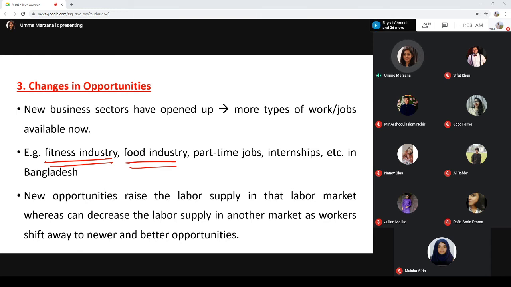Think about part-time jobs and internships. 15, 20, 30 years ago, you couldn't easily see people doing part-time jobs. Now you can see it very easily. All of those people you see working in hotels, in supermarkets, they are most of the time students who are doing part-time jobs. Because there has been an opportunity created in those industries. Internship, lots of foreign firms have set up in Bangladesh, creating more internship opportunities. So when newer opportunities are opening up, new businesses are being created, that creates more jobs and more employment, which means the supply of labor rises in those markets.